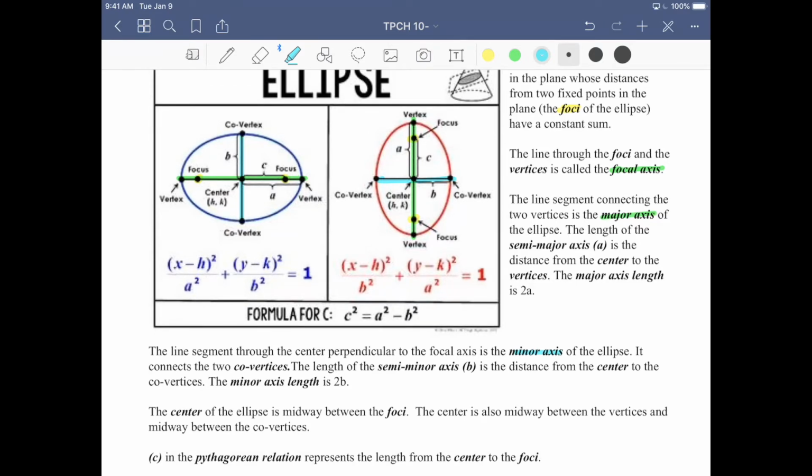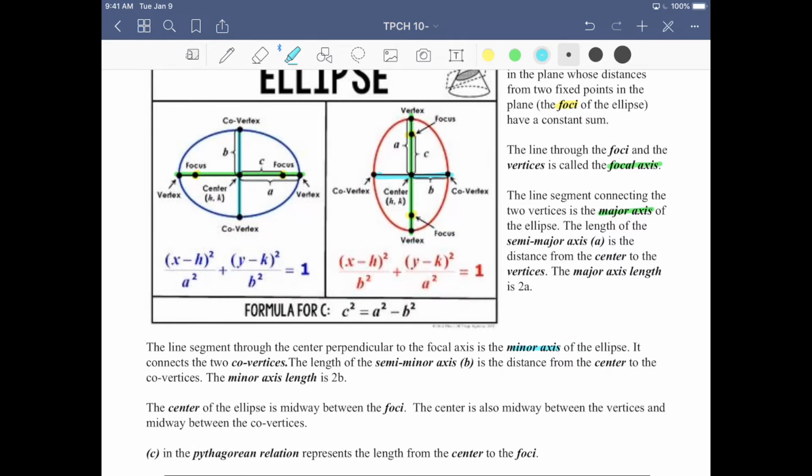The center of the ellipse is midway between the foci. The center is also midway between the vertices and also midway between the co-vertices. Now we have a Pythagorean relationship in which c squared equals a squared minus b squared. c in the Pythagorean relation represents the length from the center to the foci.